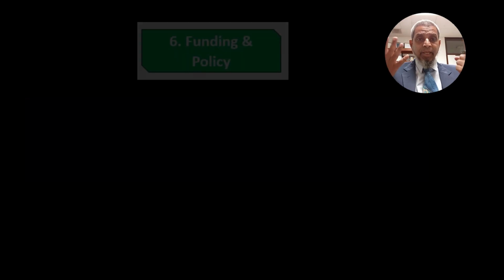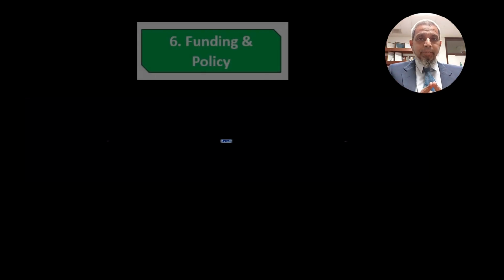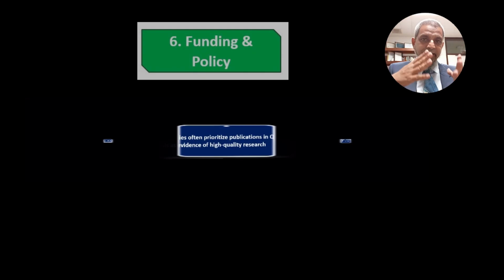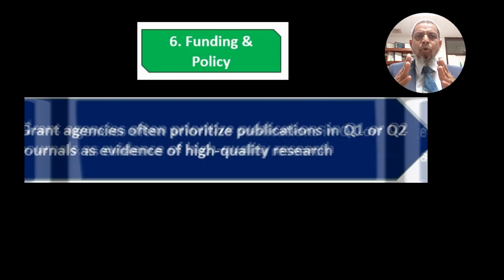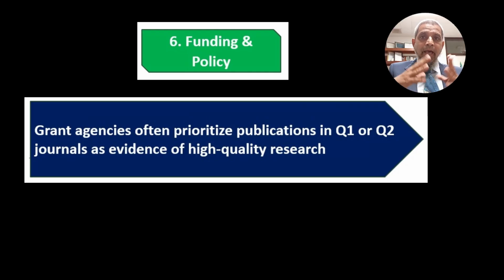And number 6, funding and policy. Granting agencies often prioritize publication in Q1 or Q2 journals as evidence of high quality.